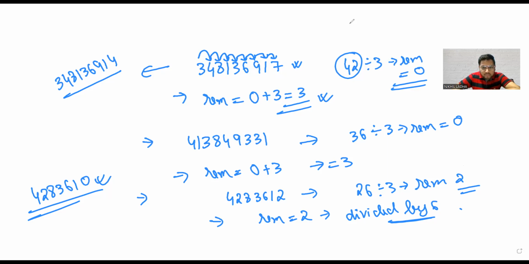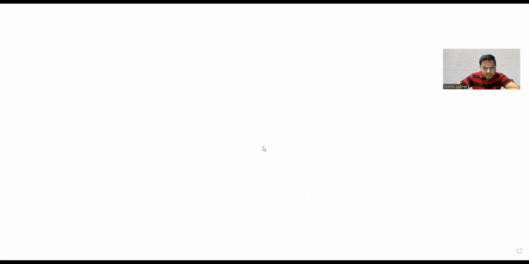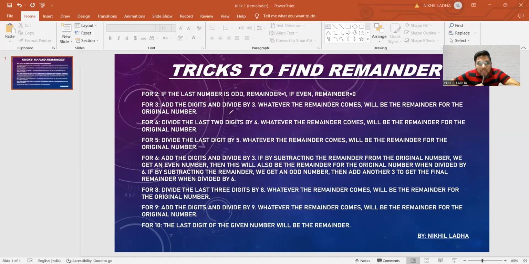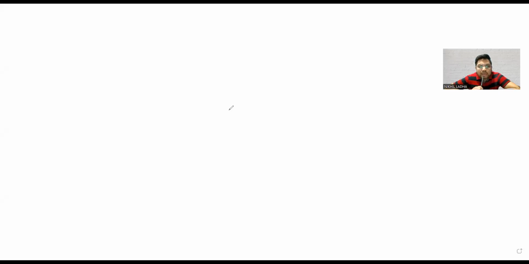Moving on to the next one, we have 8. The divisibility rule for 8 says, divide the last 3 digits by 8. Whatever the remainder comes will be the remainder for the original number. So what does it mean? For the divisibility rule of 8, it said that when the last 3 digits are divisible by 8, the original number will be divisible by 8. Same case for the remainder.